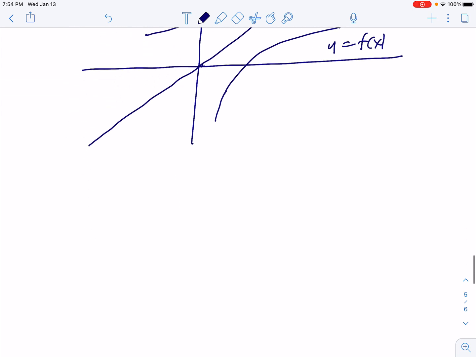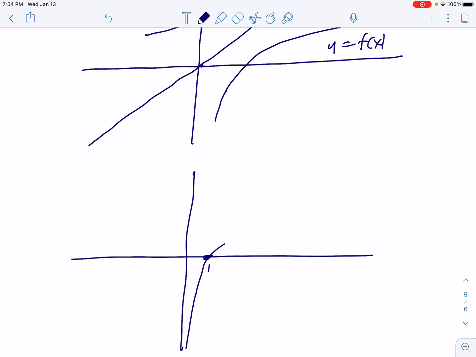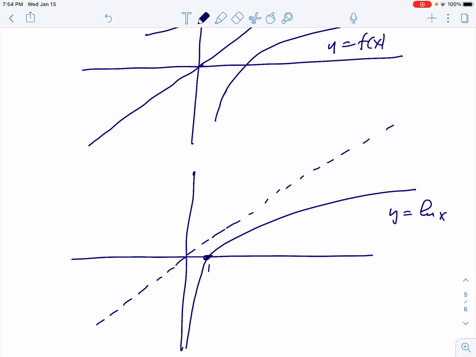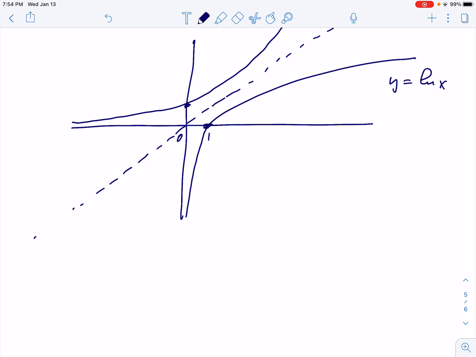And now remember the graph of the logarithmic function. When x is 1, it's 0. And it goes like that. y equals natural log of x. Now let's do the bisector here. And the graph of the exponential function, it will go to the point 0, 1. And it will be like that. Quite steep. Okay.